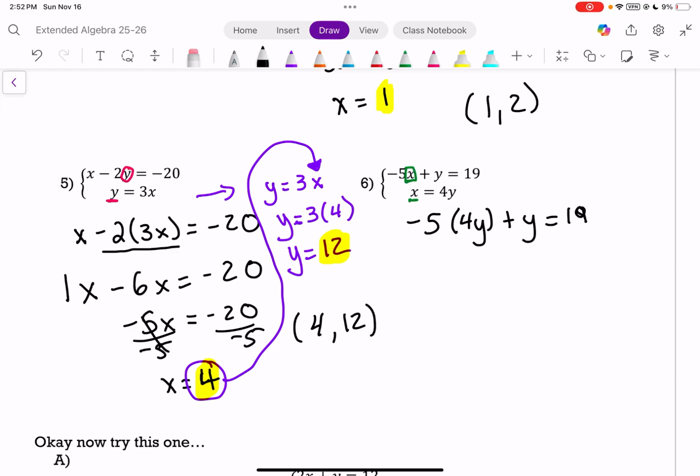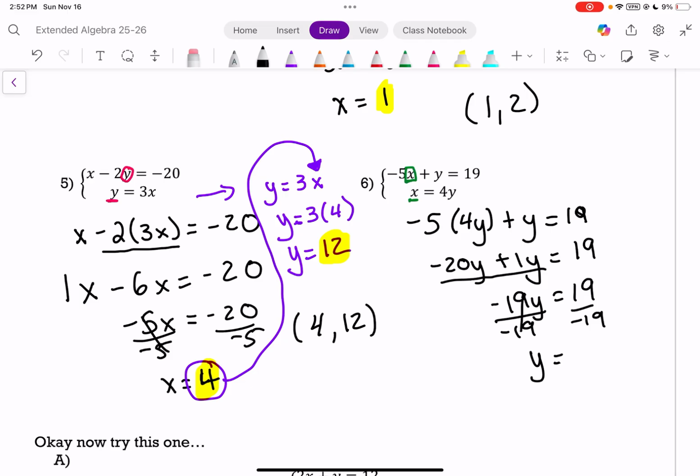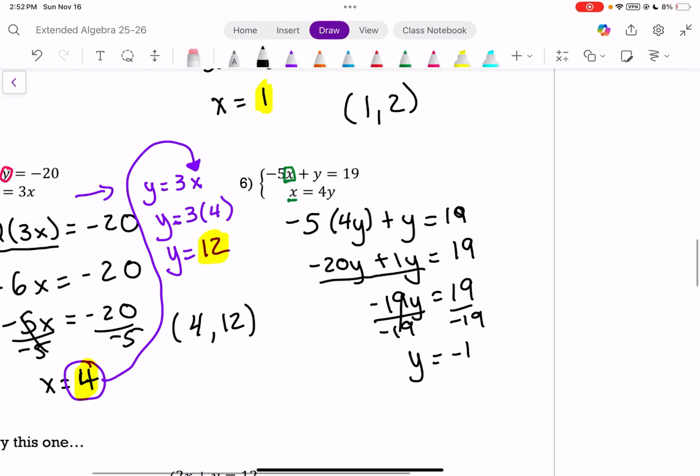Okay, so negative 5 times 4y is negative 20y. That's a 1y, so plus 1y equals 19. Well, negative 20 plus 1 makes negative 19y. I'm going to divide by that negative 19. Y would equal negative 1. So we're halfway there. We know what y is. So now our job is to find x.